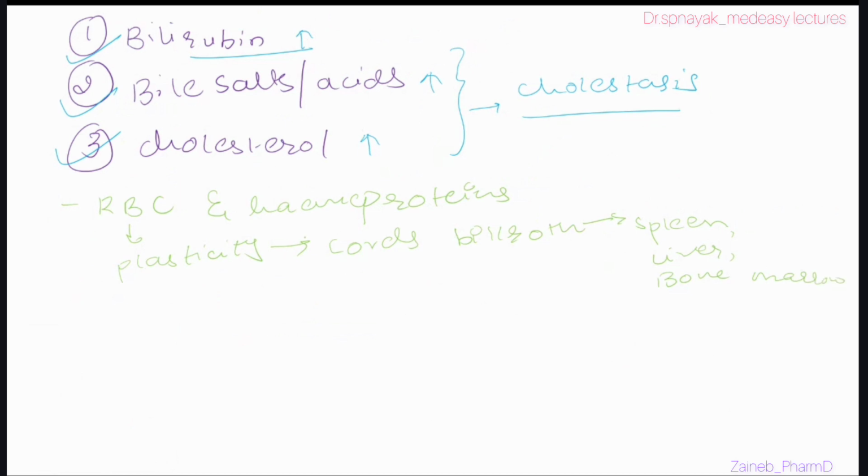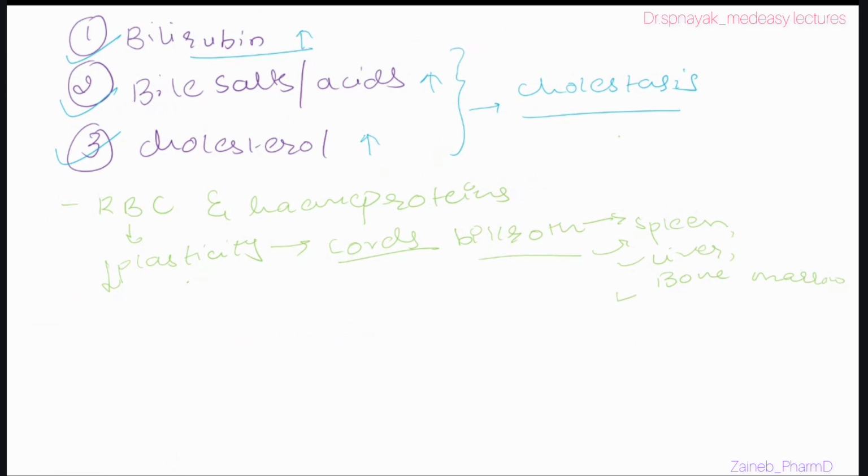Compared to these, the younger RBC have considerable plasticity, so they can easily twist and turn, and they can escape the narrow circulatory points. But these old RBC have reduced plasticity. So they get stuck in the cords of Billroth in the spleen, and additionally they get stuck in the tiny points of the circulation in the liver and bone marrow.